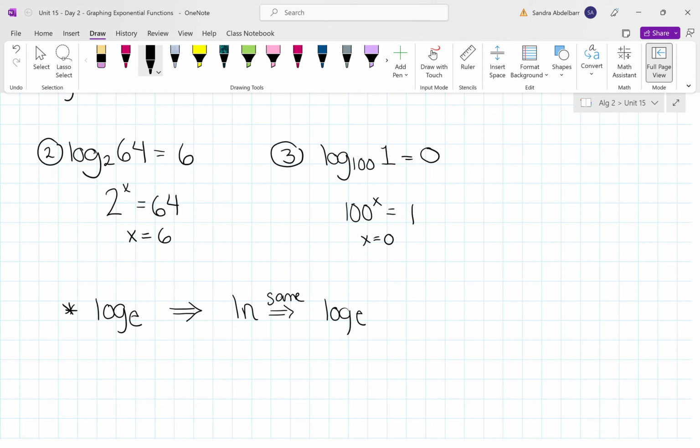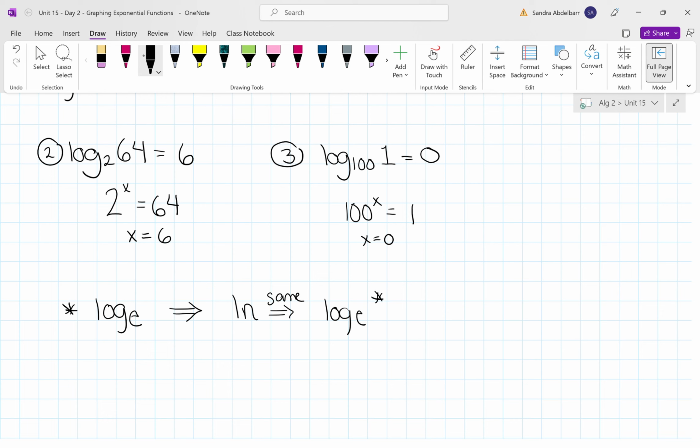So e is a repeating decimal, right? We talked about that last class. It's 2.718 something, something, something. So e represents that number, sort of like how pi represents 3.14.